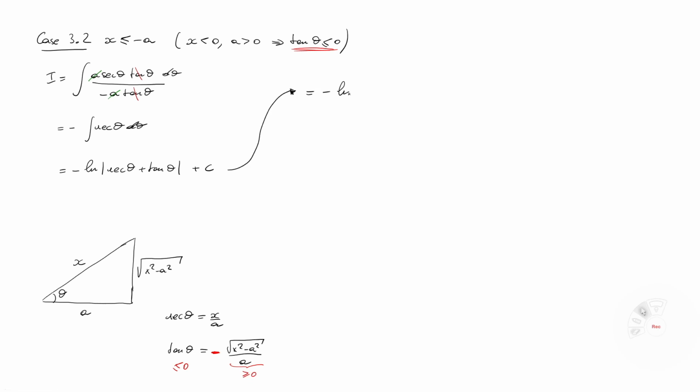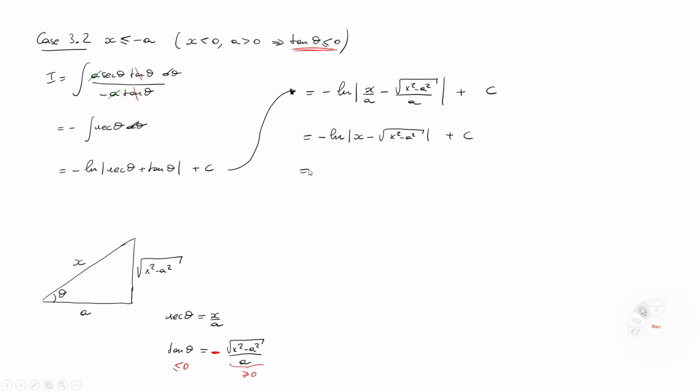We get minus logarithm of absolute value x over a minus square root x squared minus a squared divided by a plus a constant. And now let's work on that a bit more. So with the same reasoning as before, we can write this as negative the logarithm of x minus square root x squared minus a squared plus a constant. So again, we took out that a and absorbed it in our arbitrary constant.